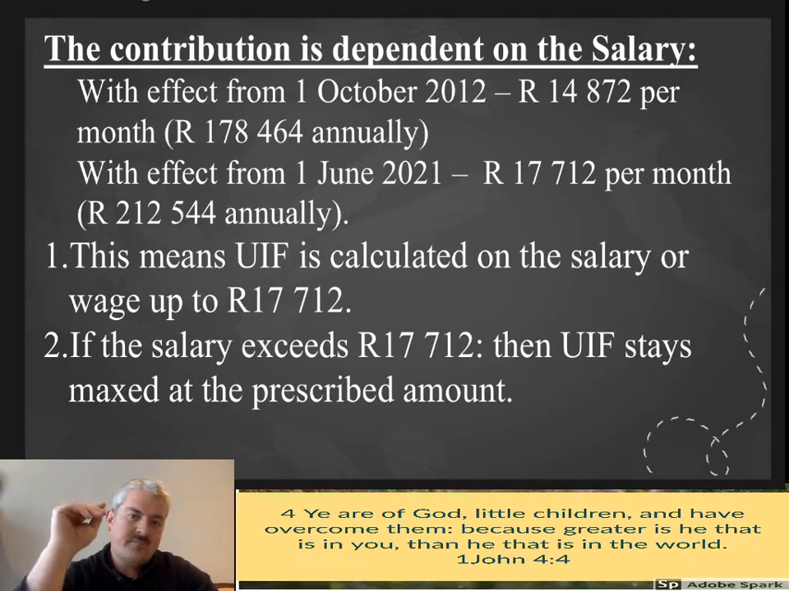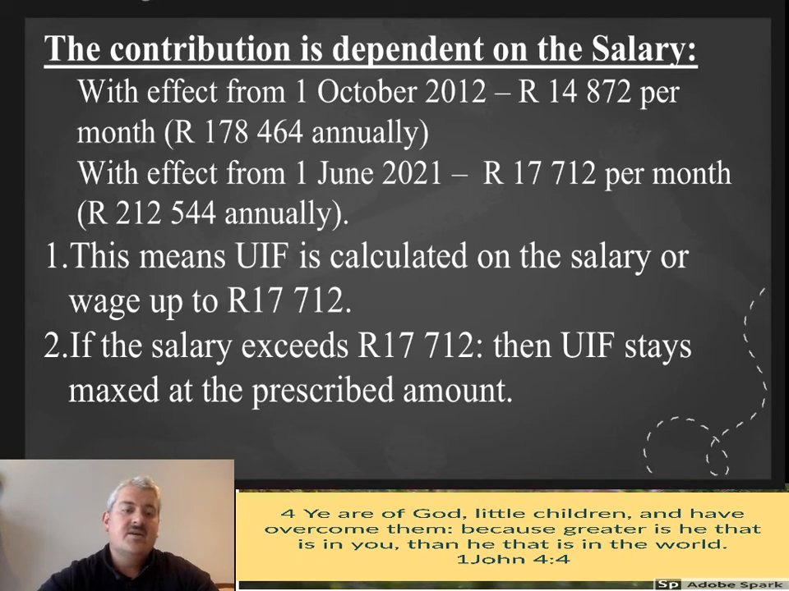Then in 2021, luckily for us, UIF was increased. On the 1st of June, this was raised to 17,712. That means that the salary gap where UIF stopped was now increased to 17,000. That means that you earn 212,544 annually. These are important things that you need to remember.